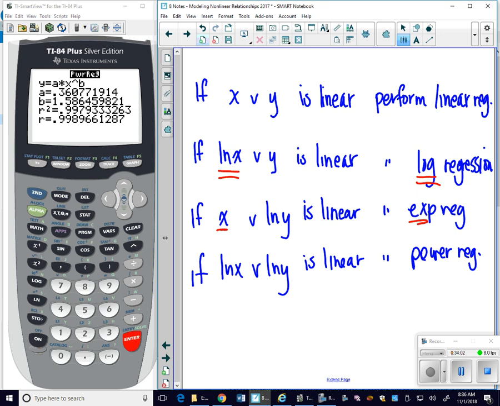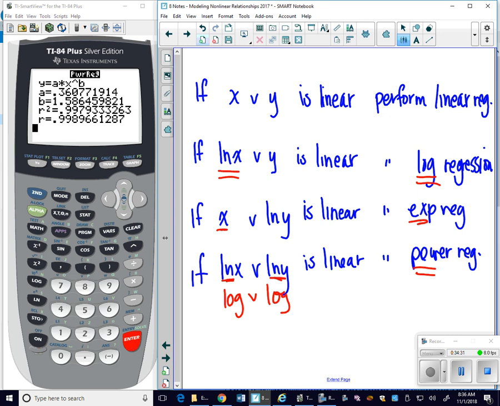And this is where you're going to laugh at me. But if I'm looking at the log of x versus the log of y, log versus log, and I'm sorry that you can't see me do this because most people just laugh at me, but I think log, log, and then I think pow, pow. And that's how I remember power regression. So if it starts with the log of x, I know it's logarithmic regression. If it starts with x, it's going to be exponential regression. And if it's log, log, it's going to be pow, pow, power regression.